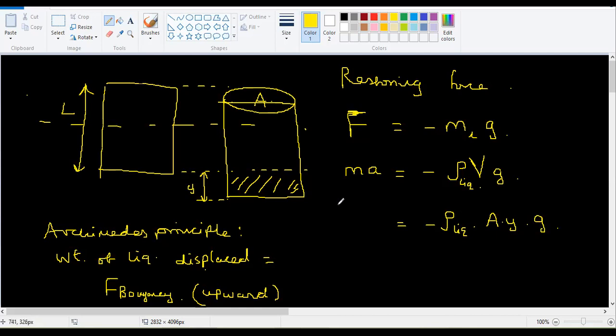This mass can also be replaced with density of object, because this mass is for the entire object. So it means this is the mass of the object. So density of the object into the acceleration. So density into volume. Volume of the object is this entire volume, which means it will be area into this length L.